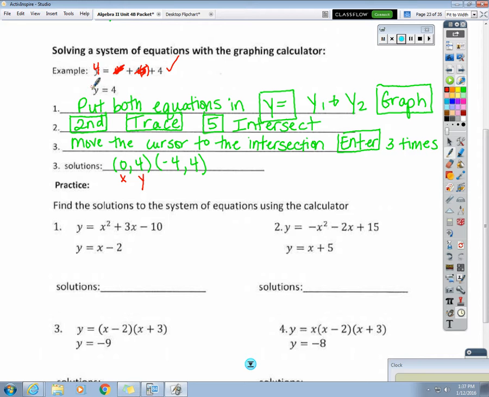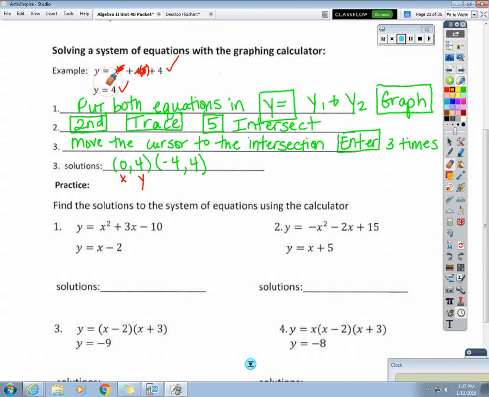Now let's try it in the second. In the second equation, the only place to plug in something is right here, y. Well, what's the y value of this point? 4. Okay, is that a true statement? Yes. So that's why this point is a solution, because it worked in both equations of the system.